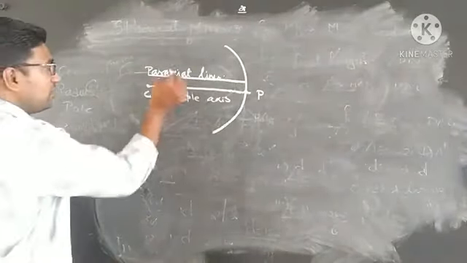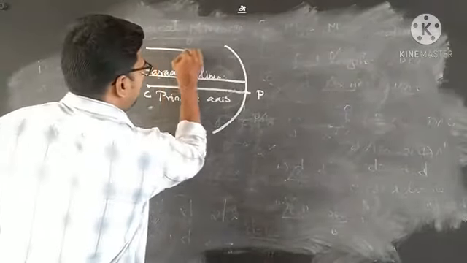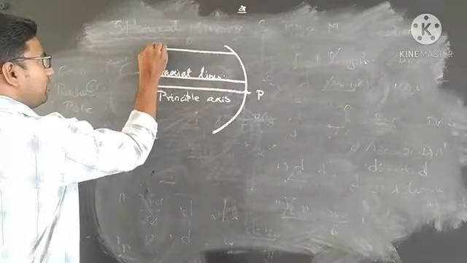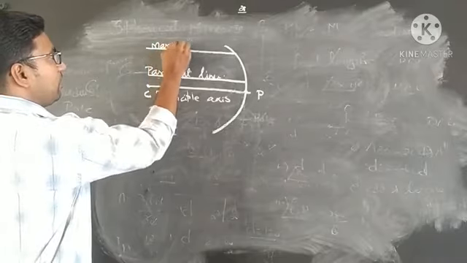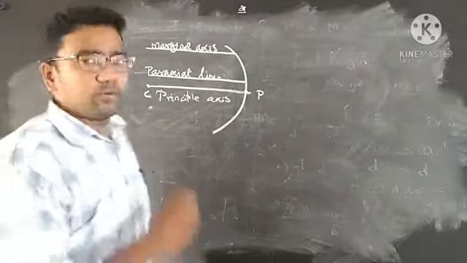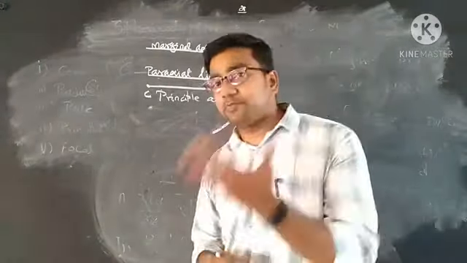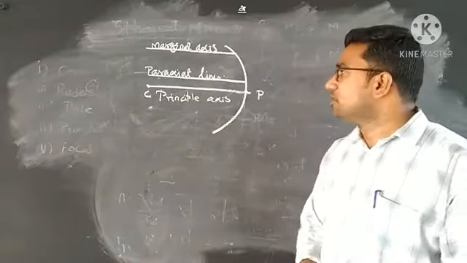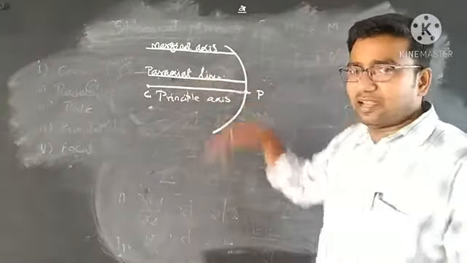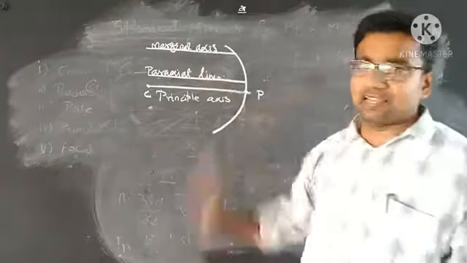If a faraway line is drawn parallel to the principal axis, it is called the marginal axis. These terms should be known for understanding how images are formed in a spherical mirror. Okay, students? The closest parallel line is called the paraxial line, and the faraway parallel line is called the marginal axis.